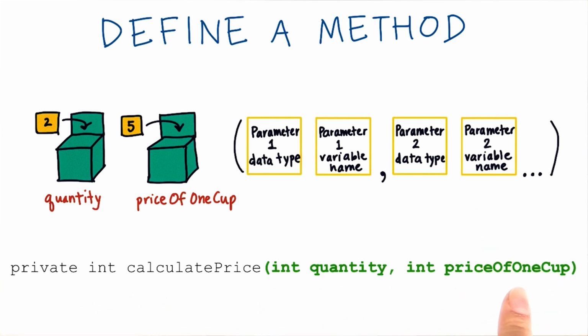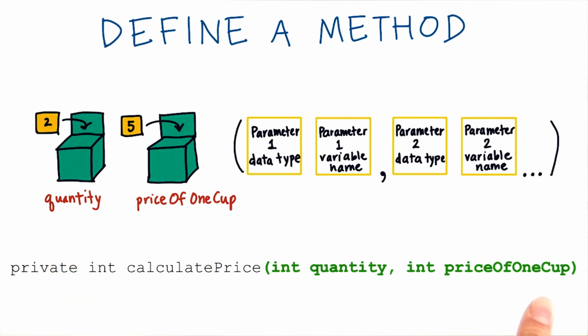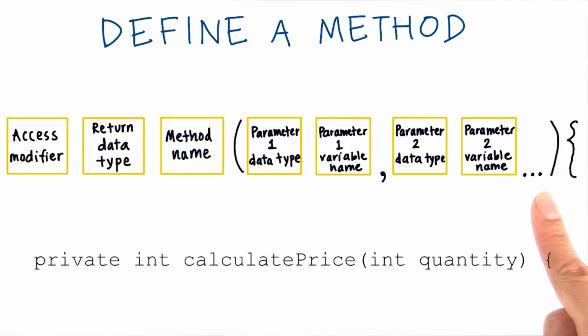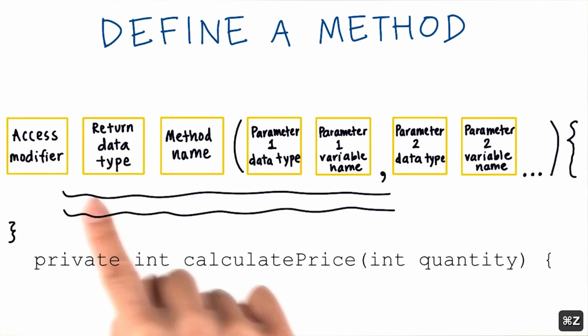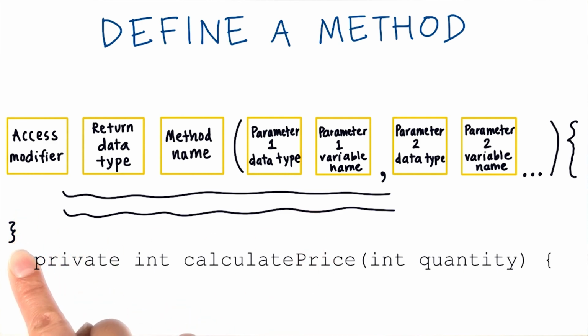Then within this method, we can refer to the quantity or price of 1 cup variables, just like the regular variables. When you call this method, you have to remember to pass the right number of inputs to the method that it's expecting, and the inputs must be of the right data type and in the right order. You can't flip the order of these, otherwise the method is going to interpret them incorrectly. After you list out your inputs, add a closing parenthesis and then an opening brace. This starts the list of all the instructions within your method. After all of that, then just add a closing brace to mark the end of your method.